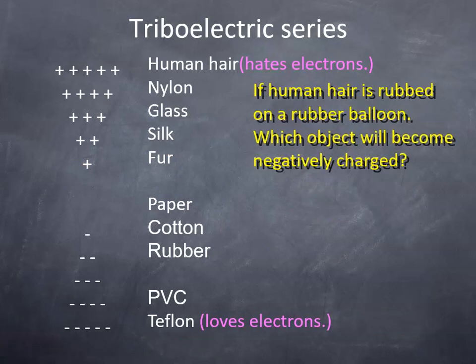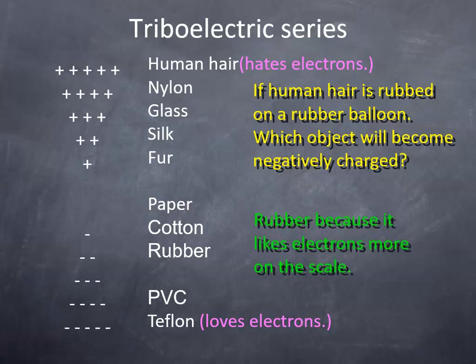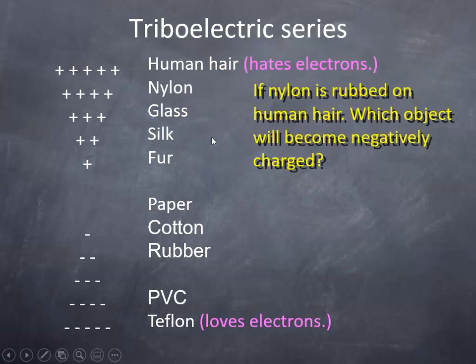So, let's say you rub human hair with a balloon. Which object would become negatively charged? Well, assuming that this is a rubber balloon, because rubber likes electrons somewhat. Human hair loves to give away electrons. It hates electrons. So the rubber is going to become negatively charged because it likes the electrons more than the human hair. What about nylon on human hair?